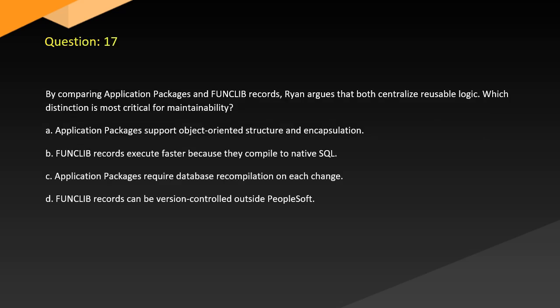Question 17. By comparing application packages and FUNCLIB records, Ryan argues that both centralize reusable logic. Which distinction is most critical for maintainability? A. Application packages support object-oriented structure and encapsulation. B. FUNCLIB records execute faster because they compile to native SQL. C. Application packages require database recompilation on each change. D. FUNCLIB records can be version controlled outside PeopleSoft.